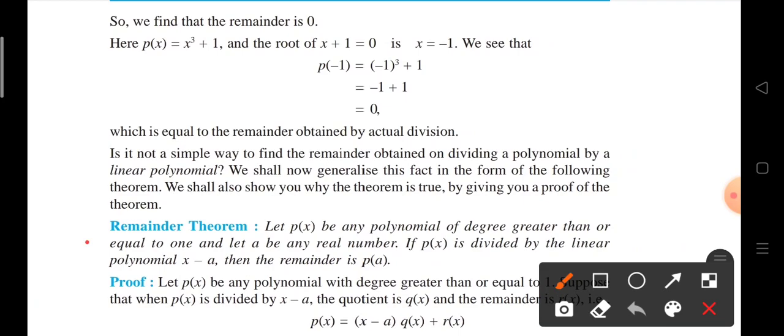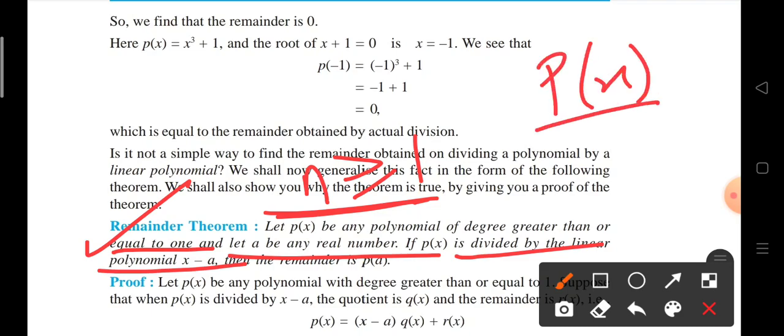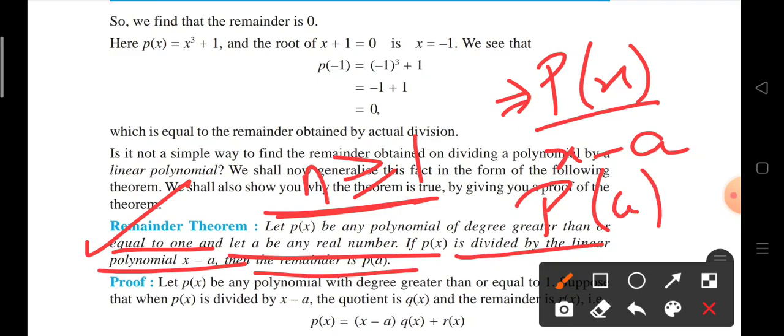Okay, next, remainder theorem. Let p(x) be any polynomial of degree greater than or equal to 1, and a be any real number. Then if p(x) is divided by the linear polynomial x minus a, the remainder will be p(a). The remainder will be p at x equal to a.